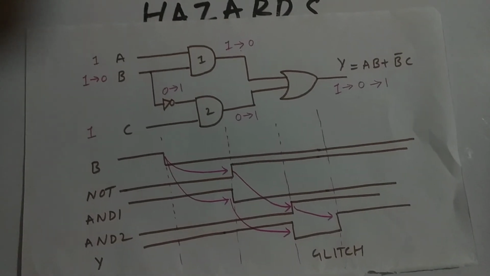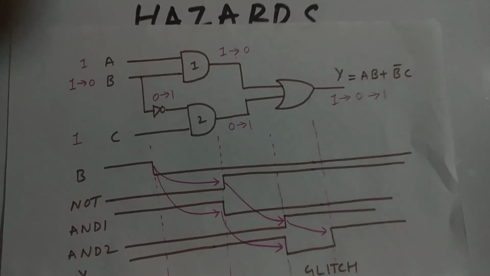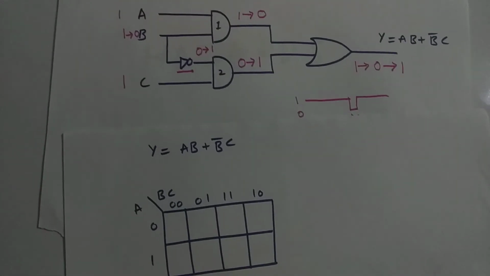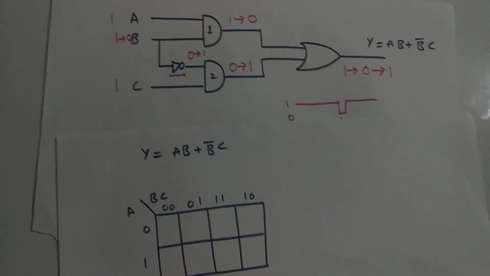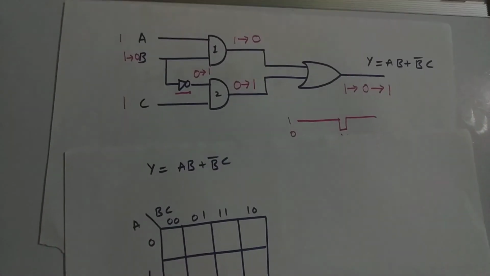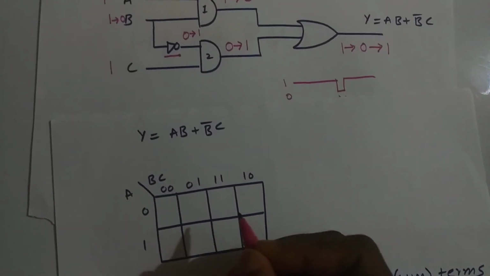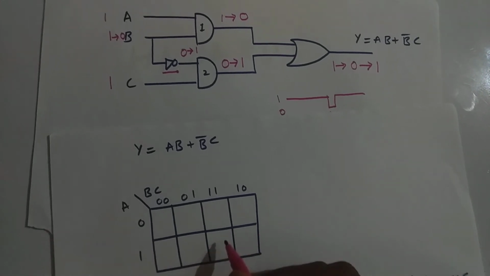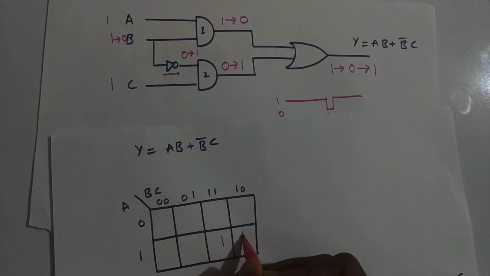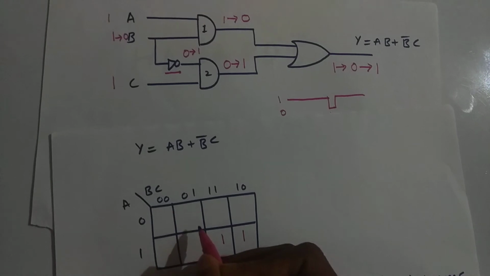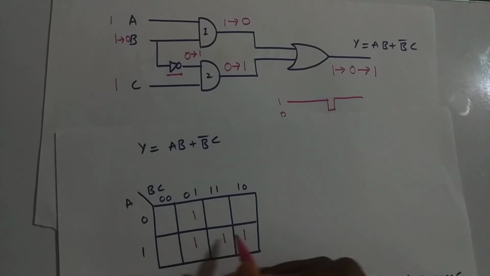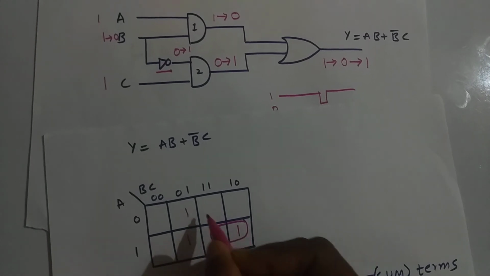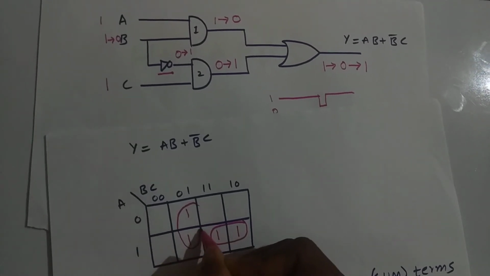So I'm going to tell you how we can remove this glitch by adding a redundancy term. Now let us draw the K-map for this equation, y equals AB plus B bar C. So AB, A is 1 over here and B should be coming from over here. This is AB and B bar C is 1 1. So we have taken this as one term and this as another term.